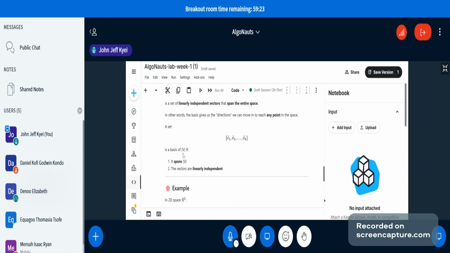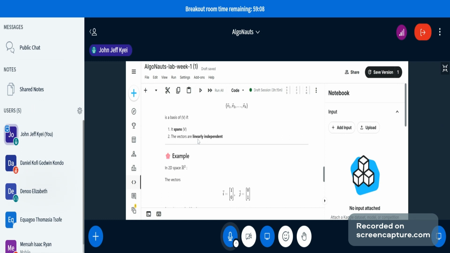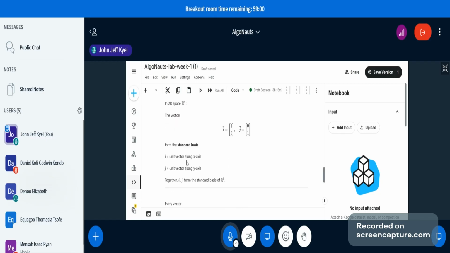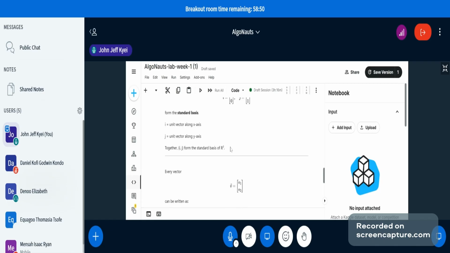So if I give you a vector and I want you to check if it's a basis of this space, you have to check if they span the space, and you have to check if they are linearly independent. So an example is these two vectors over here from the standard basis that we used earlier. So i is just on the x-axis where y is 0, and j is on the y-axis where x is 0. So together they are like the Cartesian plane, x and y, right?